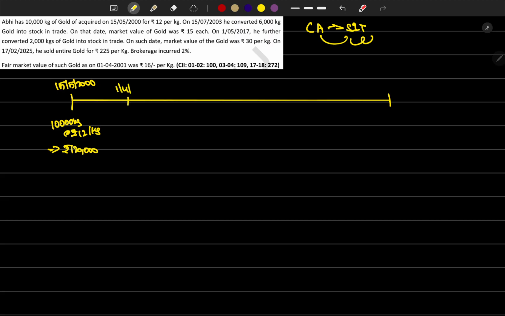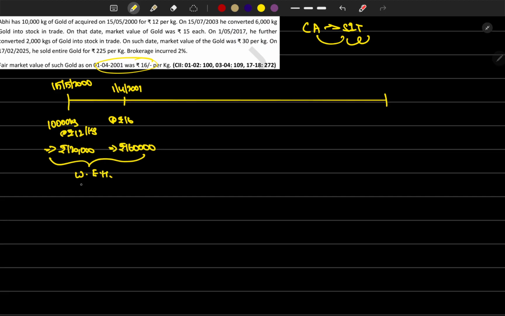On 1st April 2001, what's the price given here? See, rupees 16 per kg. So at 16 rupees, the price would be rupees 1,60,000, right? So whichever is higher is the cost of acquisition. The cost of acquisition is 1,60,000, so we have found that out.